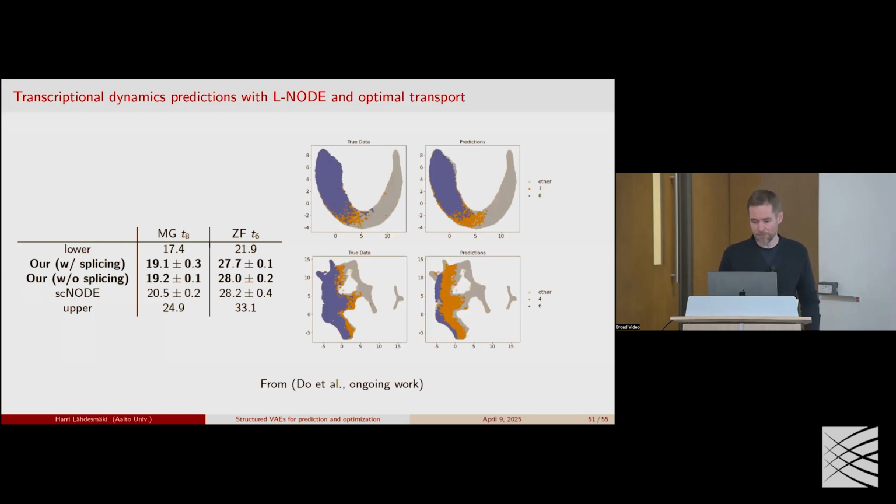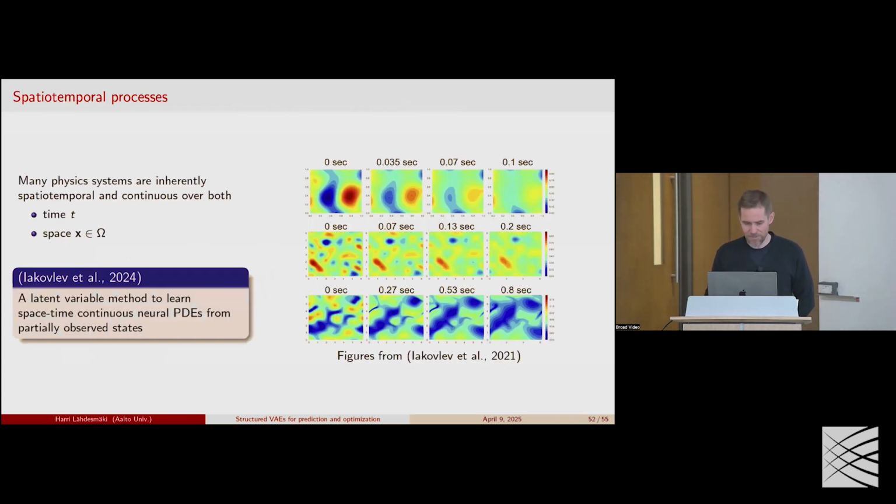Here is an illustration of what the true data looks like when the data points are color coded by the time points, and then the predictions. For the mouse data, it seems to be performing visually better, whereas for the zebrafish less so. But again, this is not yet finalized, so it is something that we are still working on.